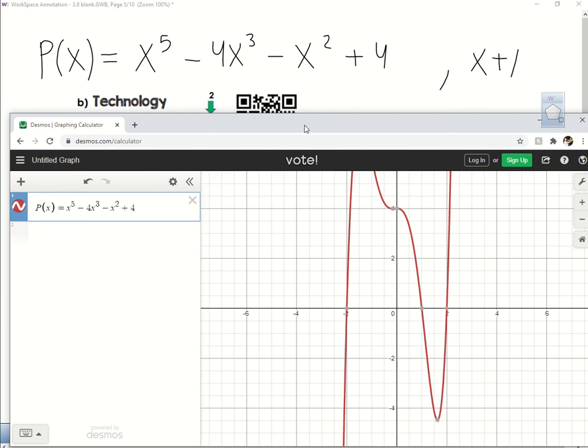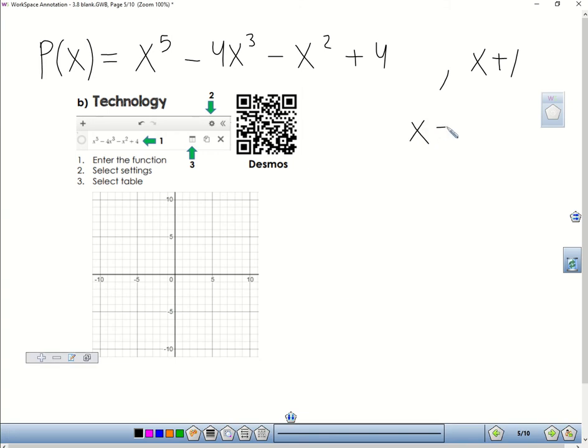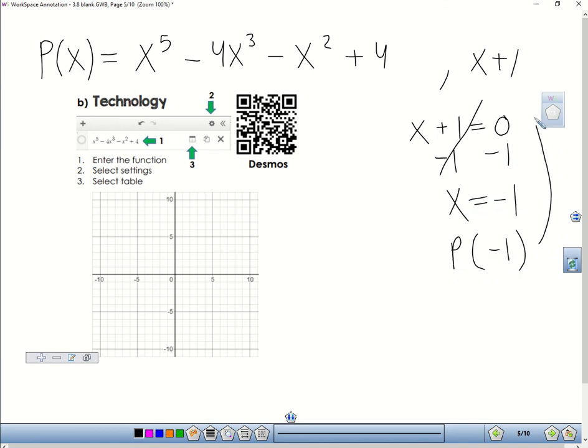So they want us to evaluate the function at where x plus 1 exists, okay? So let's talk about what that means, this factor. If we were to set this factor equal to 0, what would we get when we solve for x here? -1. That's where the p of -1 comes in, and this is the same thing as this right here, okay? That's why it's p of -1.